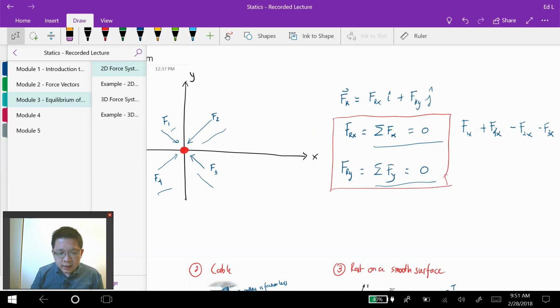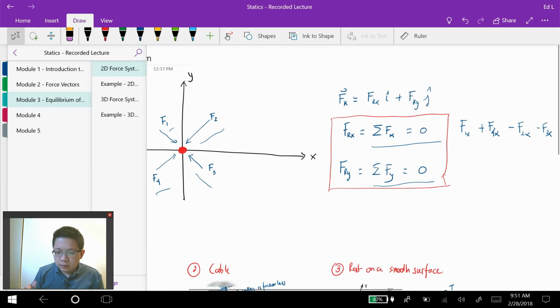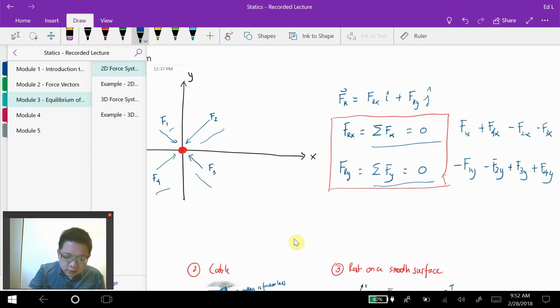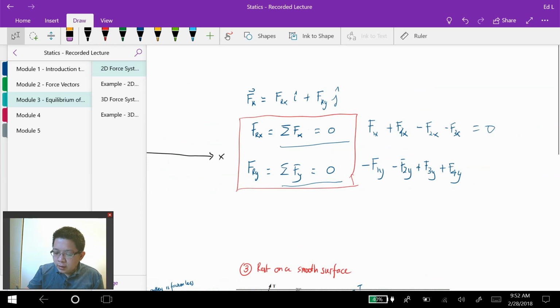Then for the sum of the forces in the y direction, we can write negative F1y, negative F2y, because they are going in the negative y direction, plus F3y plus F4y, because they are going in the positive y direction, as we can observe here. And we set it equal to 0.